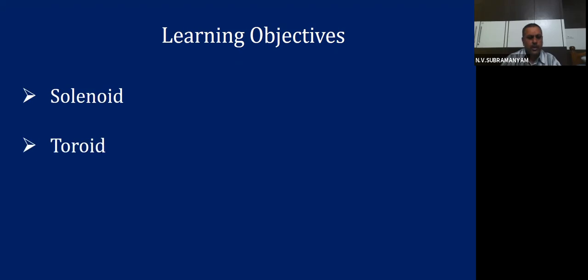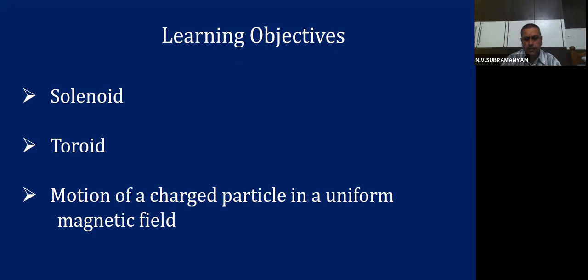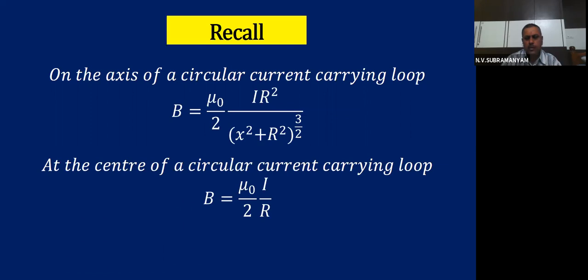Learning objectives for this particular session: we will be studying the magnetic field of a solenoid and the magnetic field of a toroid. Then in the last part of this webinar, we will be studying the motion of a charged particle in a uniform magnetic field. So these are the things we are going to deal with in this webinar. Recall the information we have learned earlier.